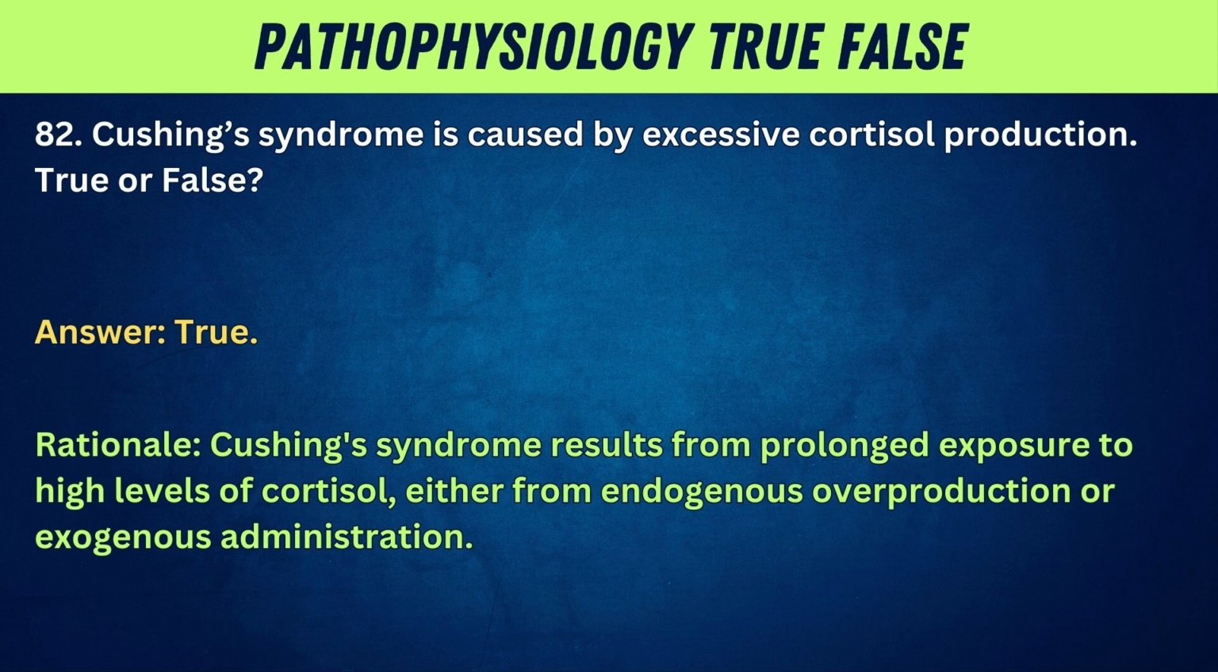82. Cushing's syndrome is caused by excessive cortisol production. True or false? Answer: true. Rationale: Cushing's syndrome results from prolonged exposure to high levels of cortisol, either from endogenous overproduction or exogenous administration.